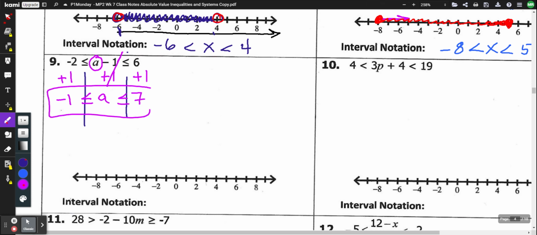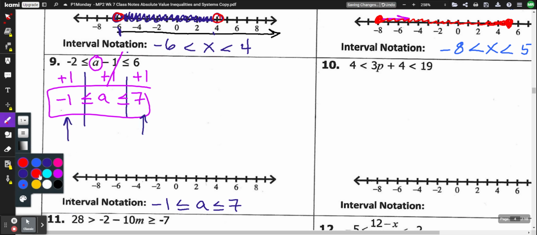And that's it. This is actually already in an interval notation, so we can draw that down here. And then these are our 2 endpoints, negative 1 and 7. Negative 1 less than or equal to, so it's a closed dot. 7 less than or equal to, closed dot, and everything is going to be in between these 2 points. So that's what we shade on the graph.